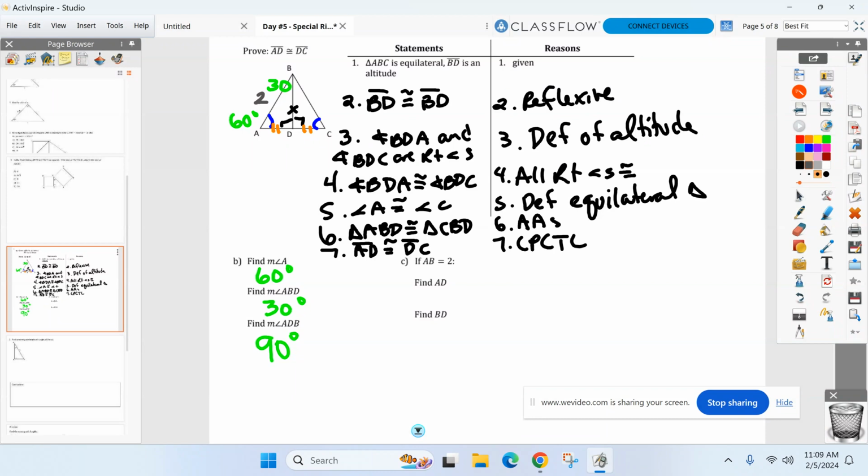Yeah, why 1? Why is it a length of 1? What's equilateral mean? All the sides are equal, so all sides are 2. And we just proved by CPCTC, AD and DC are equal. So they're 1 apiece, yep.